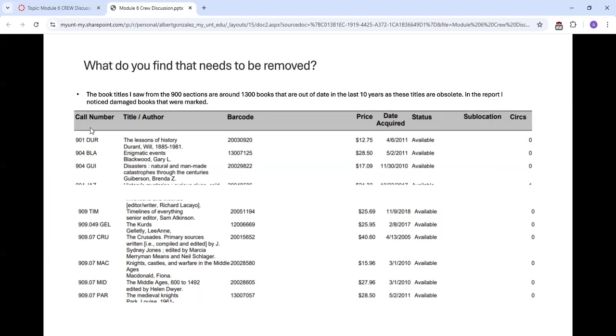So right here, I would have the call number, which is down here, the title, the author of the book, the barcode, how much it cost, when the library purchased the book, whether it's available, and circulations, how many times it's been checked out. So in other words, on the right side, we've noticed it hasn't been checked out at all. So I'm going to go on to the next slide.